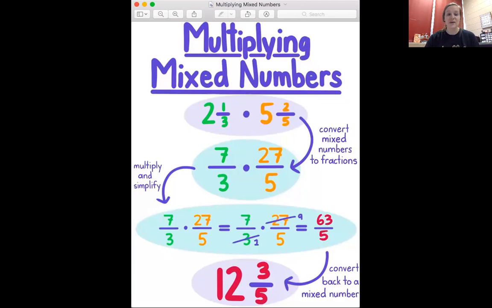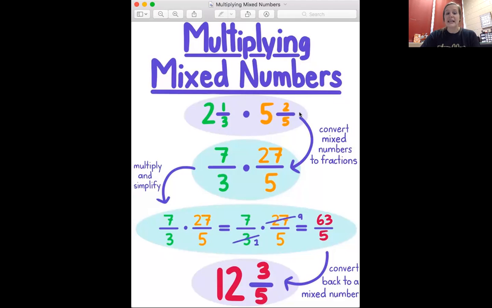So today we are working on multiplying mixed numbers. And the first thing that I wanted to go over is how do we multiply mixed numbers? And then we're going to do a few practice problems. So you can see on the screen that I have this little poster anchor chart to help us walk through the steps of multiplying mixed numbers. And I'm going to tell you how we're going to do it, and then we'll actually practice it.